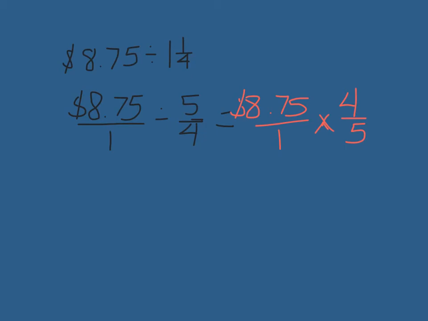Now let's take a look. Can we reduce any of these? I see here that I have a 5, and that goes into this number because it ends in a 5. So when we divide those down and reduce them, 5 goes into here once, and 5 would go in here 1.75 times. So now all that's left is to multiply. 1.75 times 4, so that would equal $7. And then my 1 times 1 equals 1, so it all reduces down to equal $7.